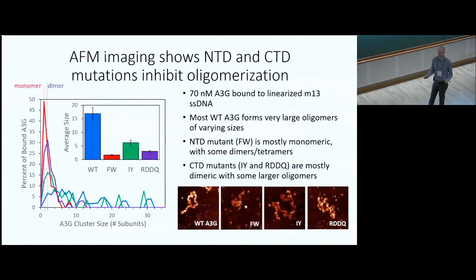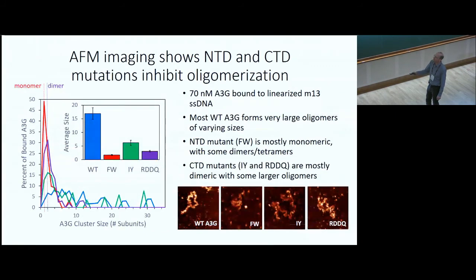First of all, are these really mutants of the oligomerization? We used AFM to make images under certain conditions of wild type, FW being the N-terminal domain mutant, and the two C-terminal domain mutants. You can see differences in the images. Clearly they're different. We can actually quantify them by looking at the size of these bright spots. For the FW, there's a big peak right here at the monomer size. For the two C-terminal domain mutants, there's a big peak at the dimer size. And for the wild type, there's no peak at all.